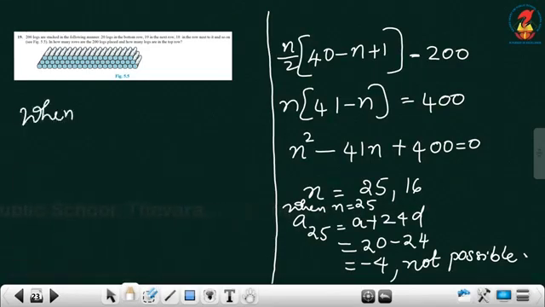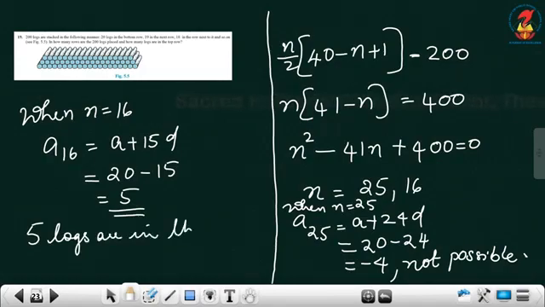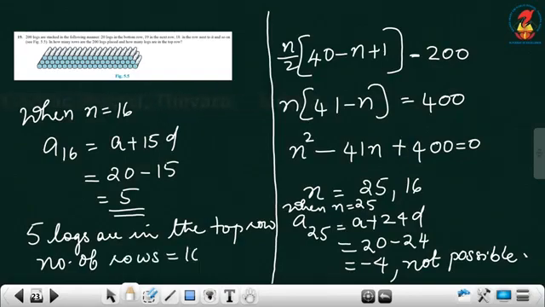So next we have to consider n = 16. When n is equal to 16, a16 = a + 15d, which is equal to 20 − 15, which is equal to 5. So 5 logs are in the top row, and the number of rows is equal to 16.